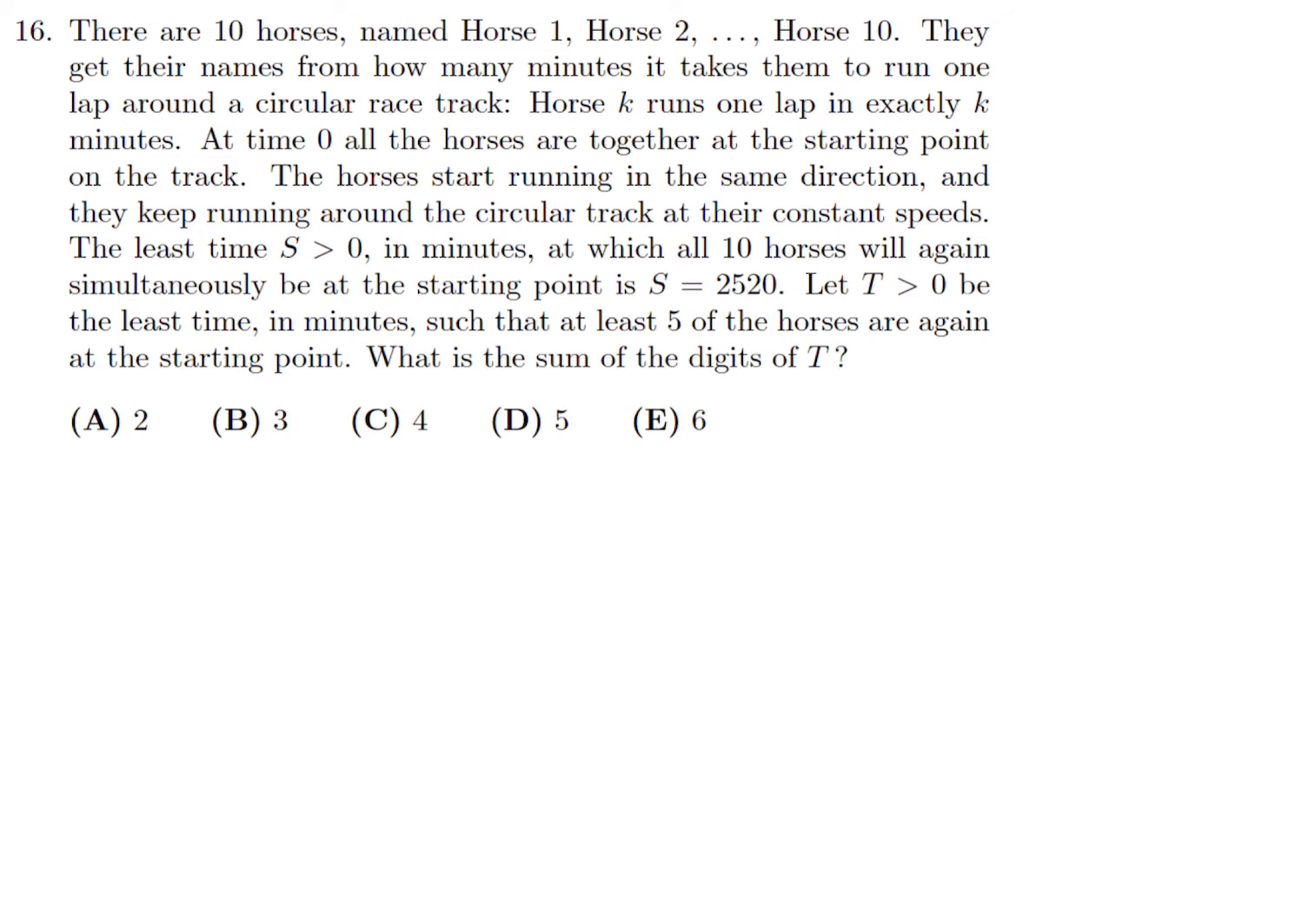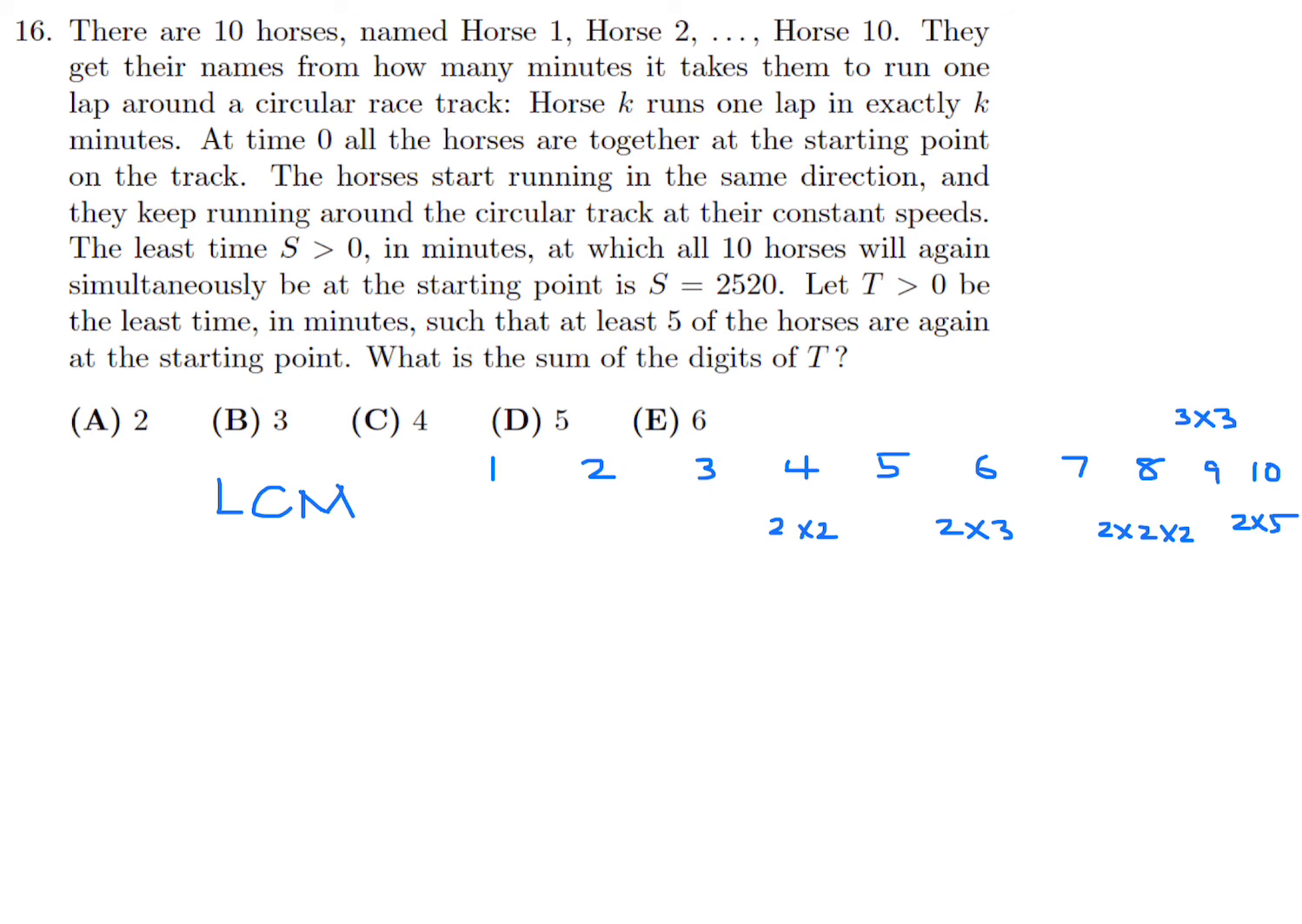Let t greater than 0 be the least time in minutes such that at least 5 of the horses are again at the starting point. What is the sum of the digits of t? Well, to get that, they are basically getting the LCM, the least common multiple, of all the numbers 1 through 10. Let's write those out. When it's not a prime, let's break it up into its prime factors. 2 times 2 times 2. This is 3 times 3. And this is, of course, 2 times 5.